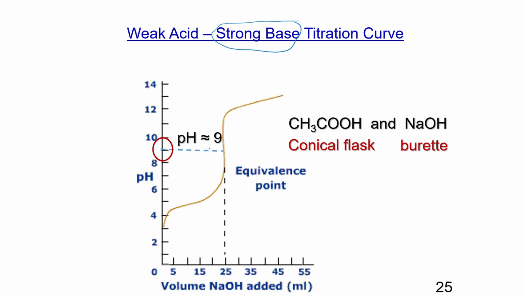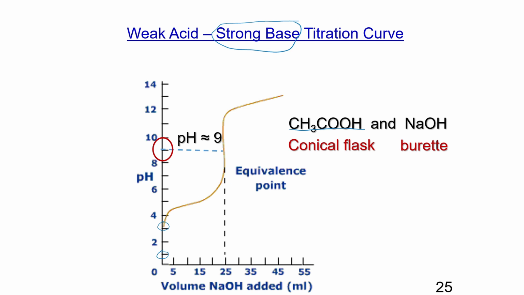pH equivalent point dalam basic range, iaitu pH 9. Okay, dan kita tahu juga yang ini ialah weak acid. Okay, so kita akan mula dari sini. Dalam conical flask kita ada weak acid. So kalau strong acid kita mula daripada 1 sebab strong. Tapi kalau weak acid pH-nya tinggi sikit, so sini lebih kurang 3.5 macam tu.